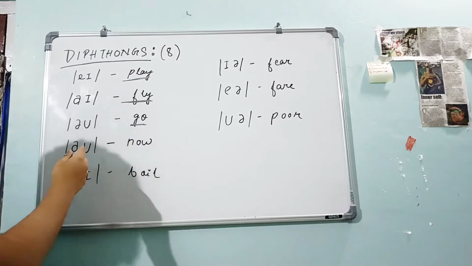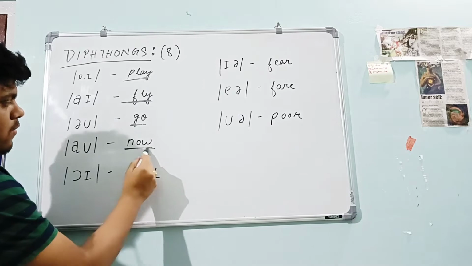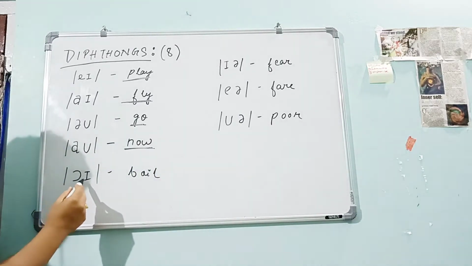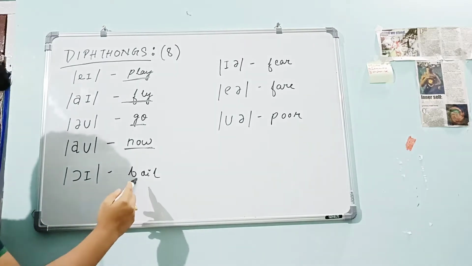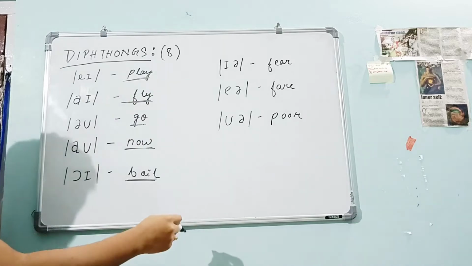Then we have ow, as in the word noun. Noun. Then we have oy, represented by the word boy. So these were the closing diphthongs.